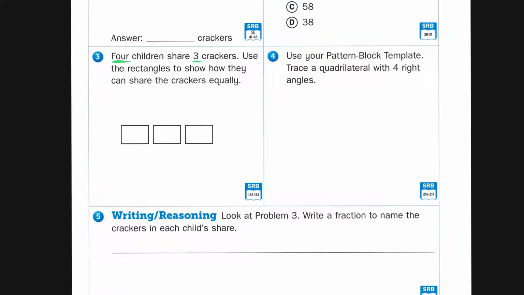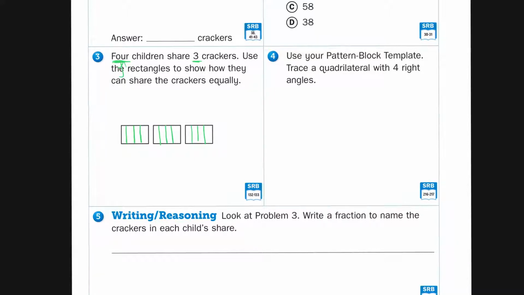If I'm going to have these represent the crackers here, I need to divide each one of those crackers into 4 pieces. I'm going to split it here. Now I've got 2 pieces, I can split it again, and now I have 1, 2, 3, 4 pieces. So now that I've got those 4 pieces, I need to split each cracker. Split it in half, and split it in half again. I've now split each cracker into 4 pieces.